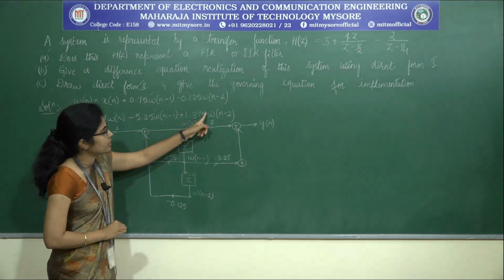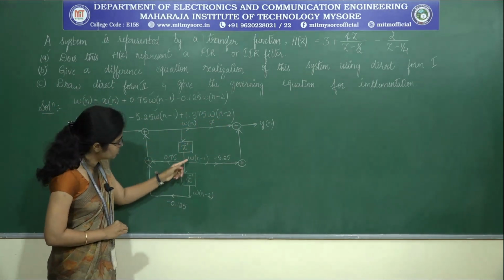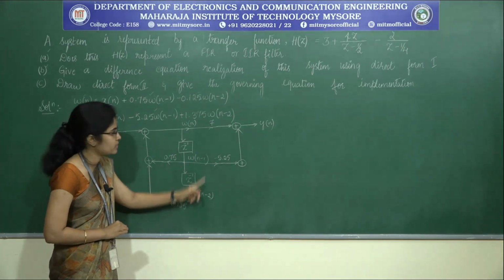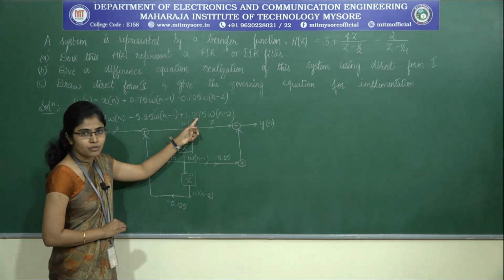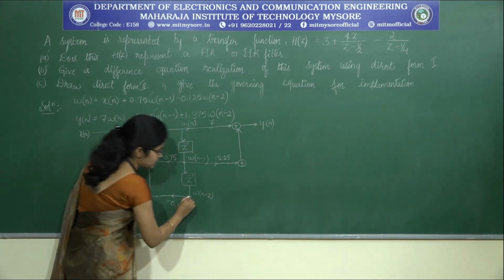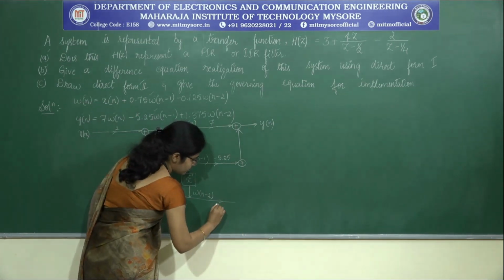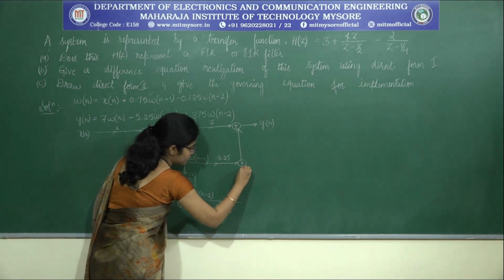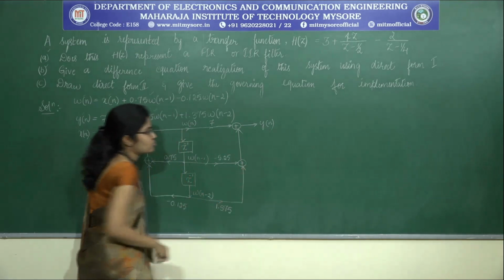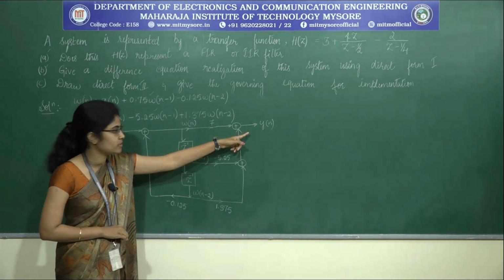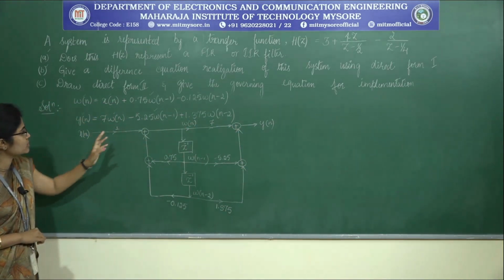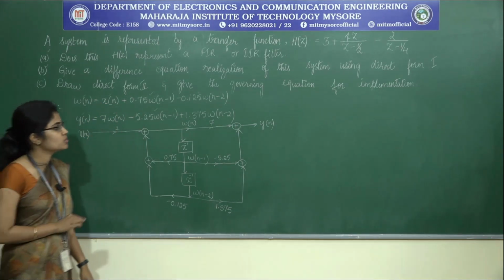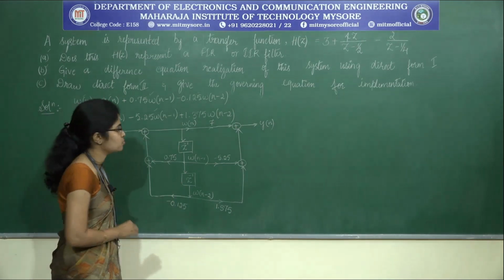Moving on to the third term, again it is the delayed version. So delay w of n minus 1 once gives us w of n minus 2. That should be multiplied with 1.375 and connected to the top adder. So finally you will get y of n. So what is y of n? Y of n is nothing but the entire combination of these two equations. So this is how we can draw the direct form 2 structure.